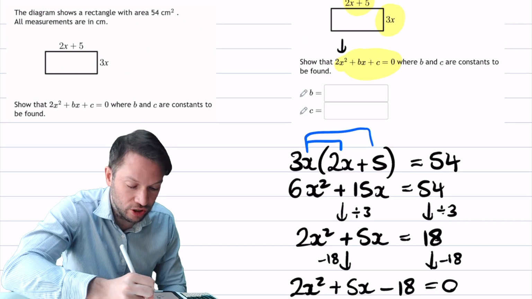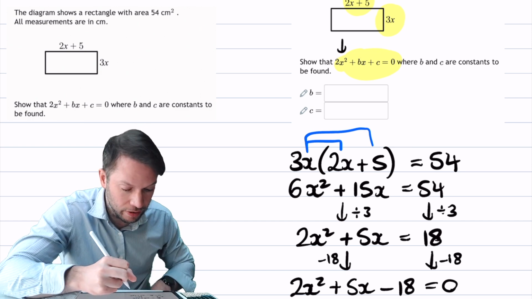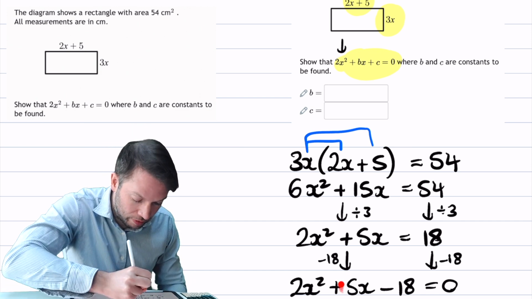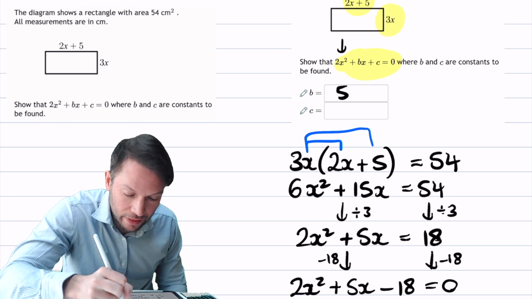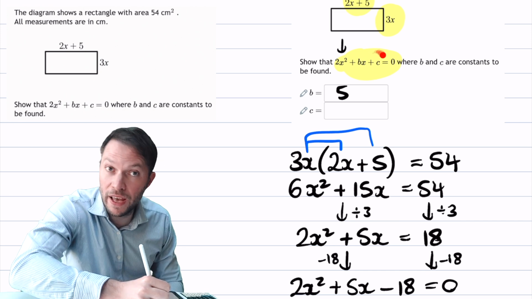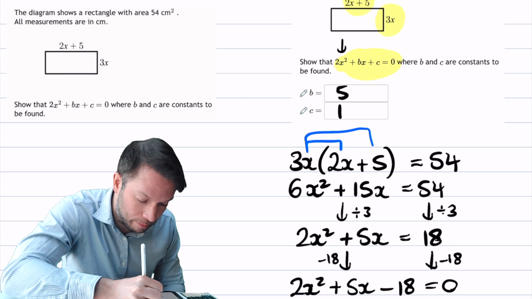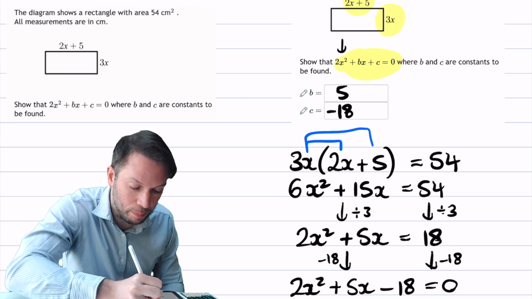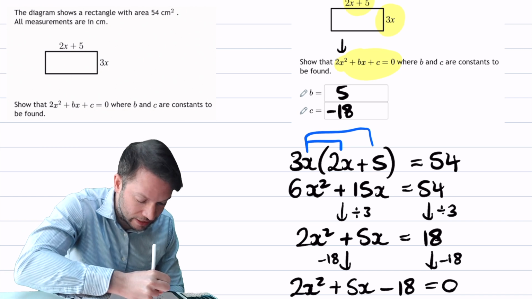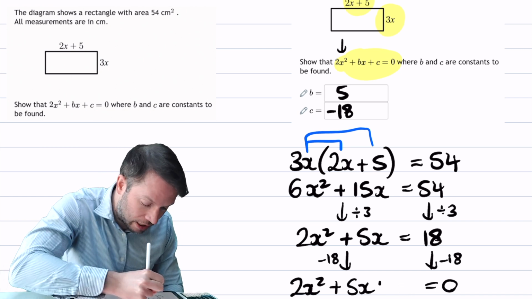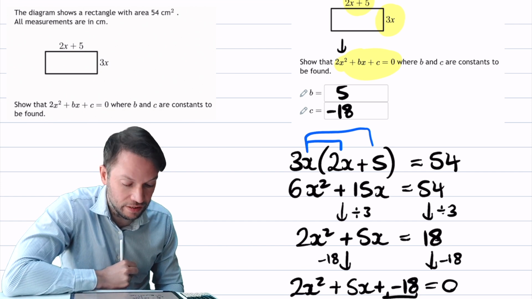So we've now got our equation in this required form, 2x squared plus something x plus something equals 0. So the b is the number in front of the x, the coefficient of the x as we call it. So the b is the 5, and the c is the constant term, the term without a variable in it, which is this minus 18. And don't be upset by the fact that it says plus c, but we've got minus 18, because you can think of that minus 18 as plus negative 18. And then therefore you can see that the c would be minus 18. So that is the answer.